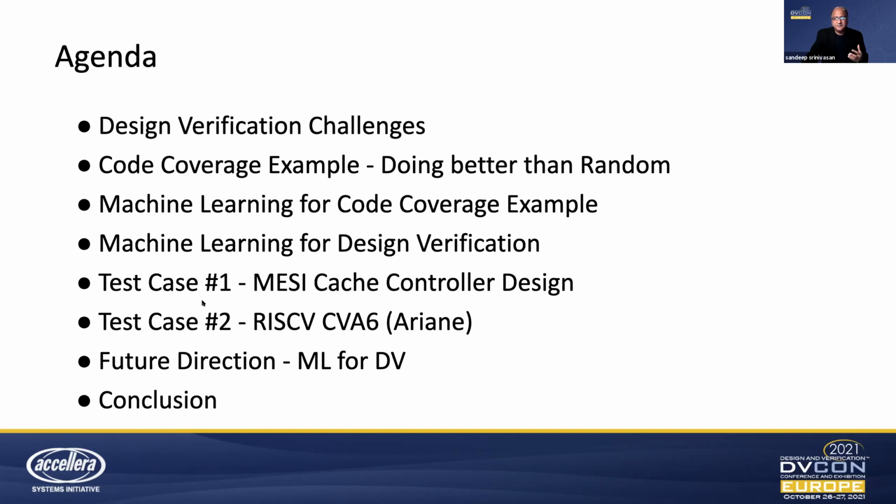One is a messy cache controller design from opencores.org. And the other one is a RISC-V 64-bit design, which used to be called ARIANE, and recently they've changed the name to CVA6. I'll touch upon a little about the future direction and our vision of what we see of machine learning's part in design verification. And then we'll conclude with a few of our thoughts and findings.